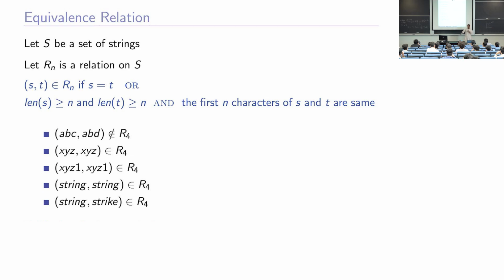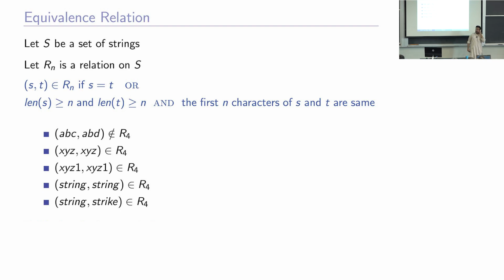They are in R5 also, R6 also, because that doesn't matter. XYZ1, they are in R4, right? They are equal. String and string, are they in R4? They are equal, so they will be in R4, right? String and strike, are they in R4? They are not equal, but their length is bigger than 4, and now I am only responsible to check if the first 4 characters are equal. So STRI is the same as STRI in strike and string both. So they are related, they are both in R6.